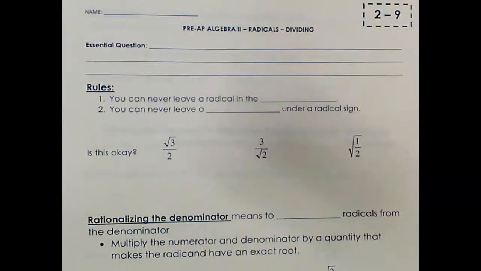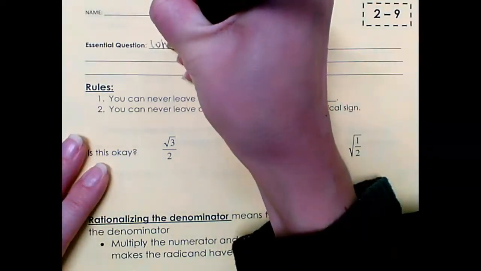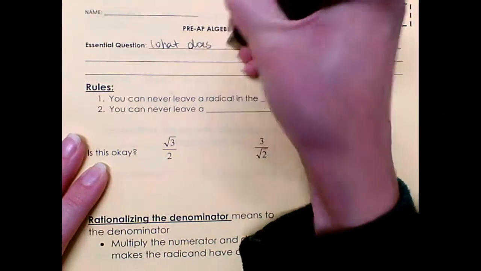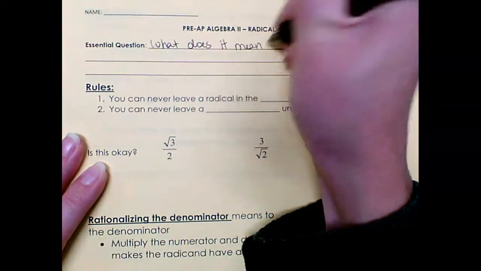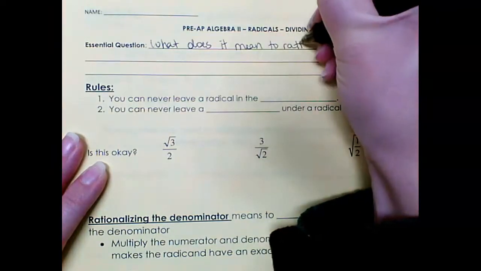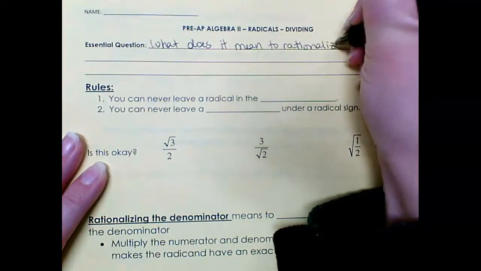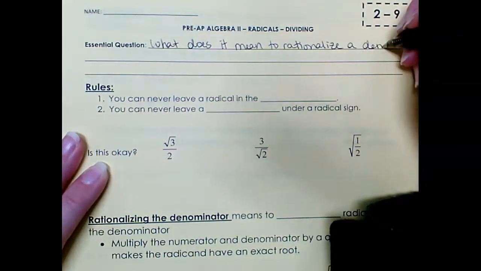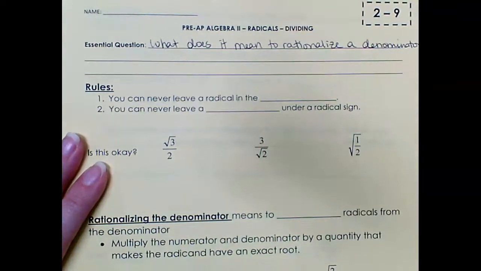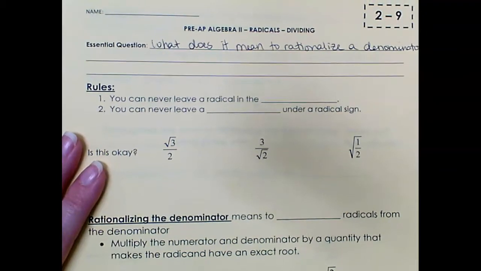Hi guys, today we're going to talk about dividing radicals. So our essential question today, we have two of them. The first is, what does it mean to rationalize a denominator? And the second essential question is, how do we remove radicals from the denominator?